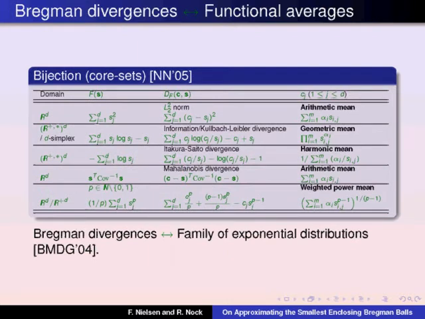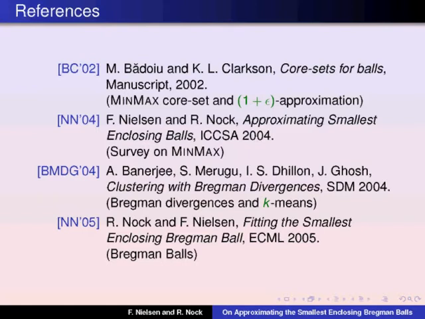We have shown that there is a one-to-one bijection between the family of Bregman divergences and functional averages. This is related also to some theorem on Bregman divergences and families of exponential distributions. Here are the main references to our research work.